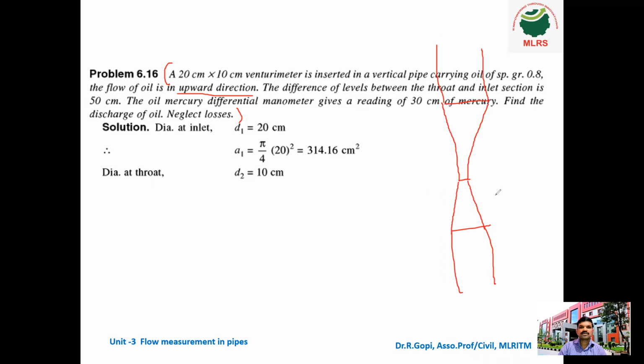It is like this. Okay, so what they have given: the difference of levels between the throat and the inlet section is 50 centimeter. So the meaning of that one is, okay, this is the diagram. The difference of level between the throat and the inlet section is 50 centimeter. The oil of mercury differential manometer gives a reading of 30 centimeter. So the differential manometer gives the reading of 30 centimeter of mercury. Find the discharge of oil, neglect losses.